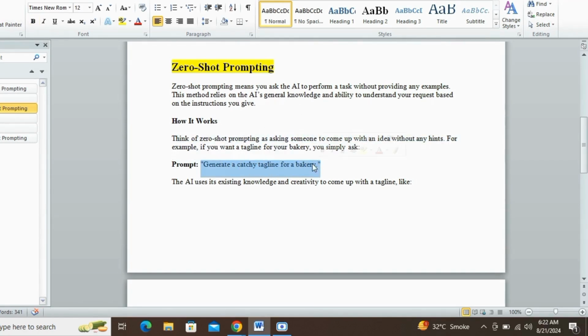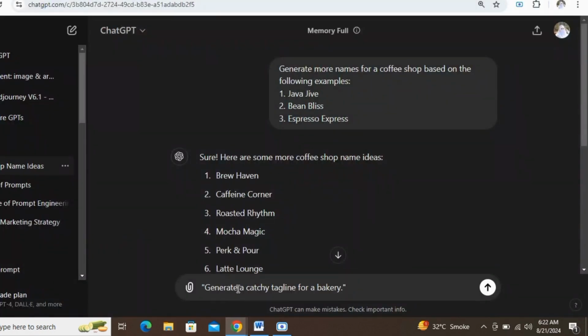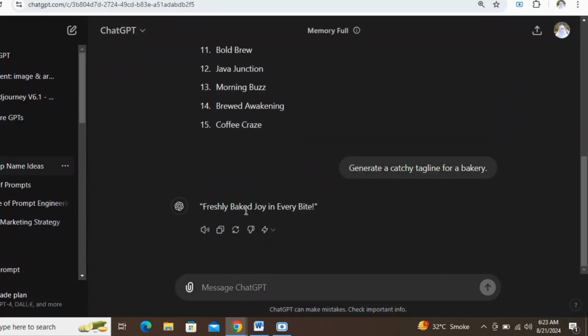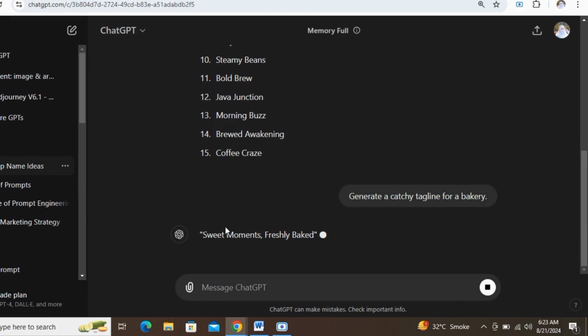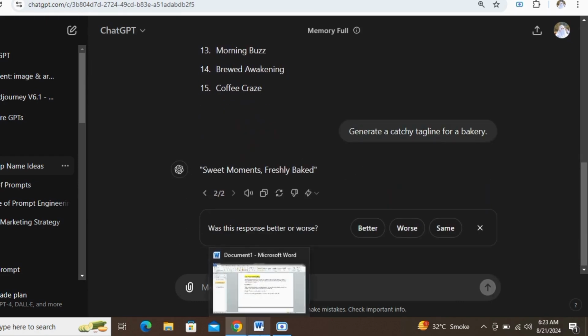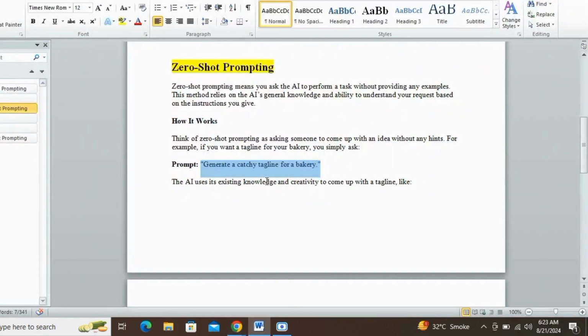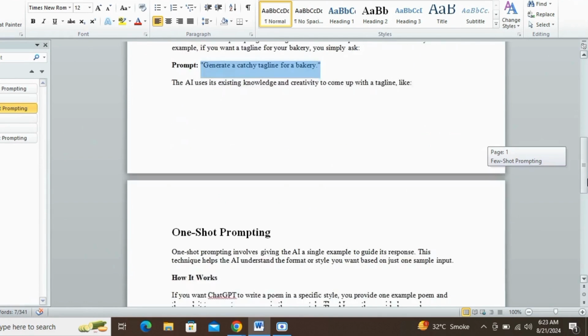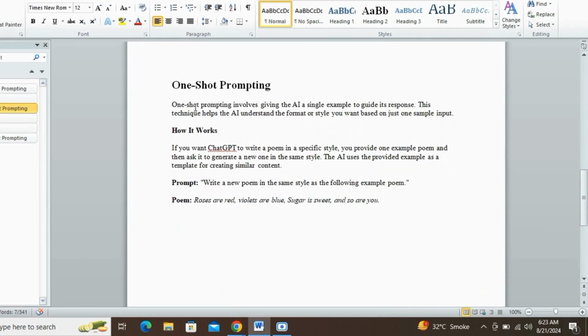Imagine you want ChatGPT to create a marketing tagline for your bakery. You simply ask, generate a catchy tagline for a bakery. The AI uses its vast training to come up with something creative without needing any examples. It's like having a conversation with a friend who's really good at brainstorming on the spot.